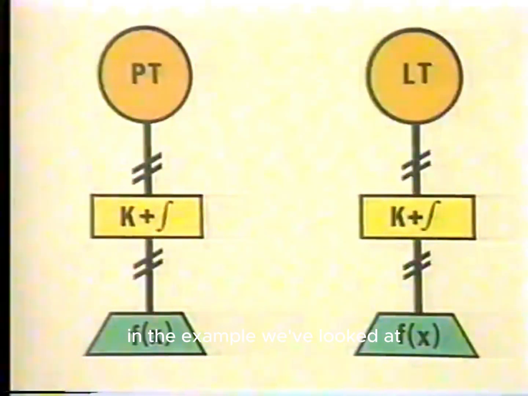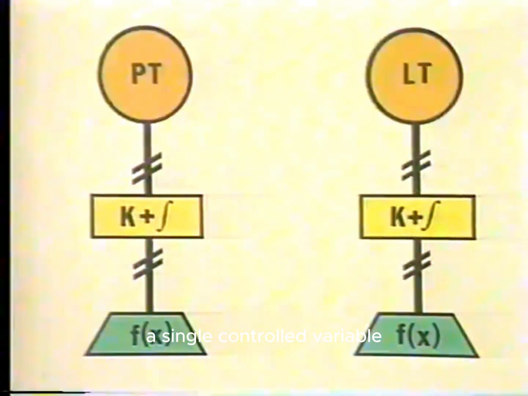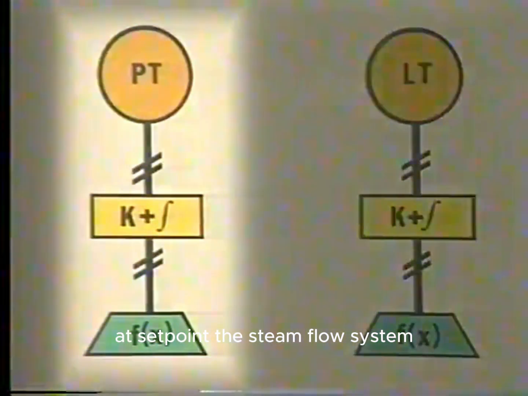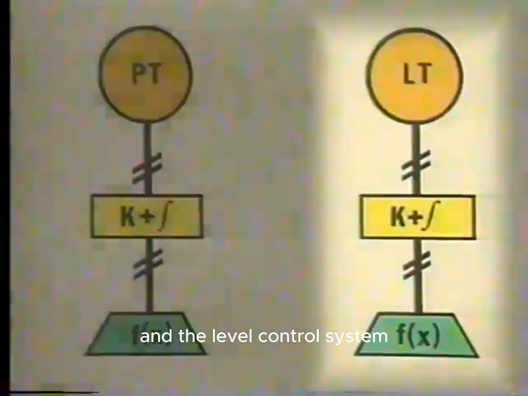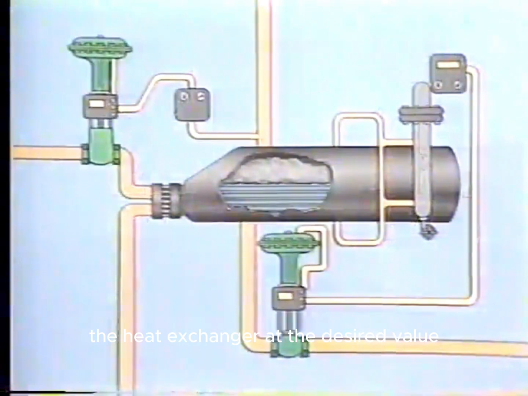In the example we've looked at in this part of the program, two separate control systems were used to help maintain a single controlled variable at set point. The steam flow system and the level control system are both needed to keep the steam pressure out of the heat exchanger at the desired value.